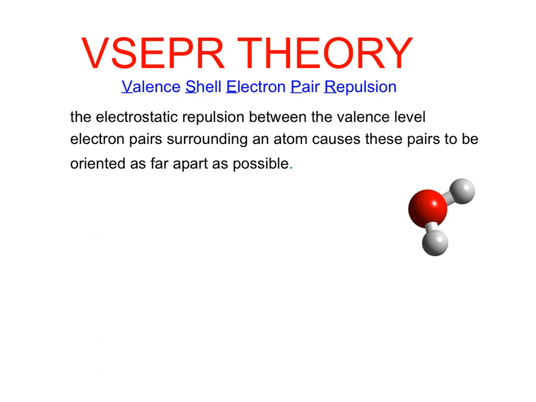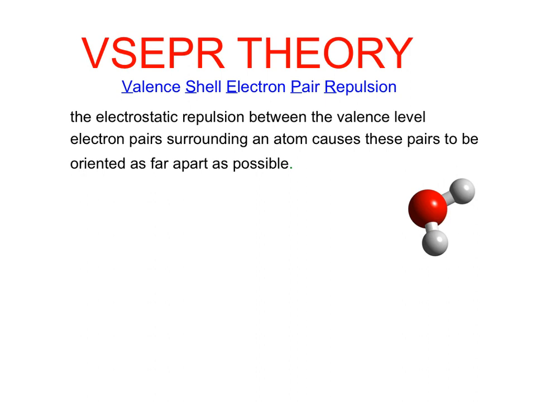Which brings us to VSEPR theory, valence shell electron pair repulsion. It is this idea that because all electrons are negative, all electrons will push against each other. They're going to fight each other. And because there's this pushing from all of the electrons involved, it's going to move atoms around your molecule.